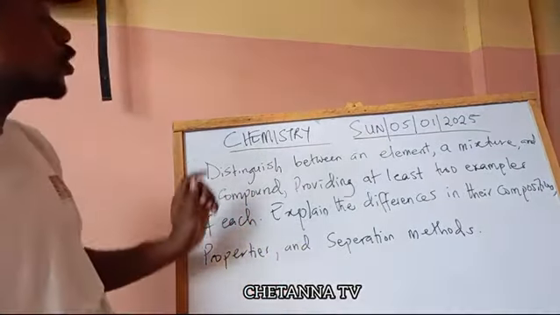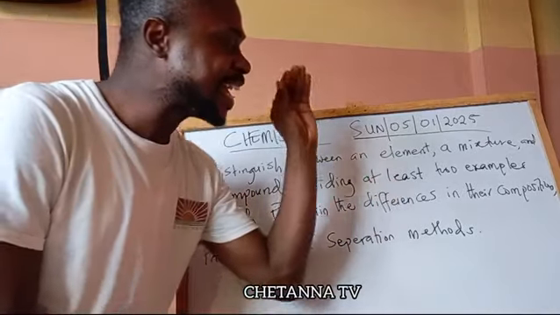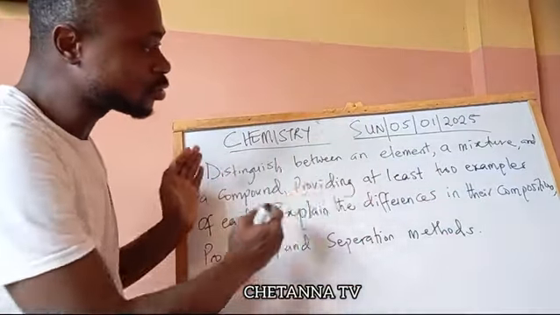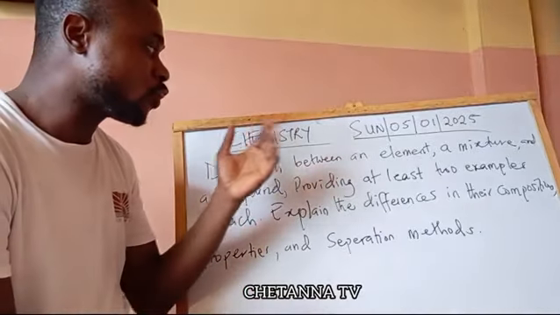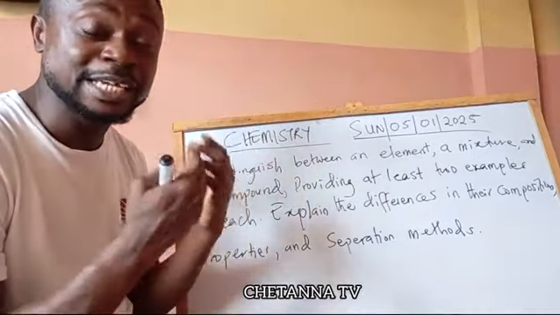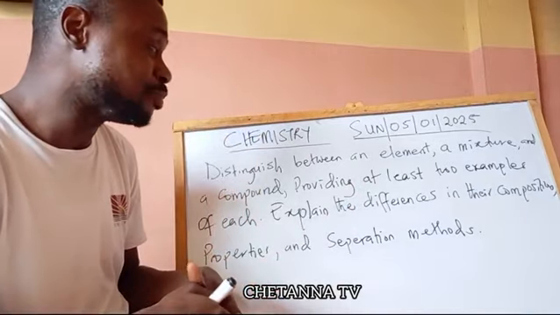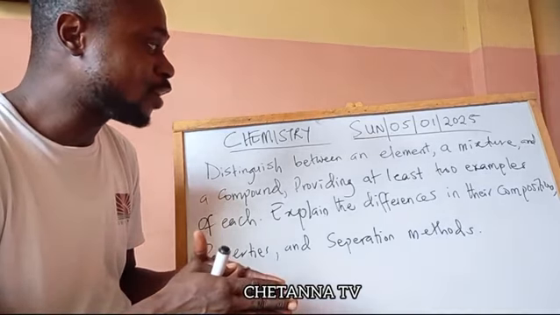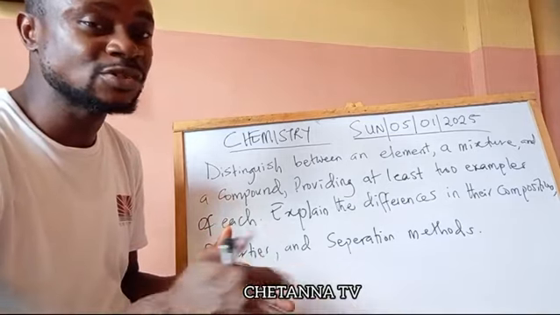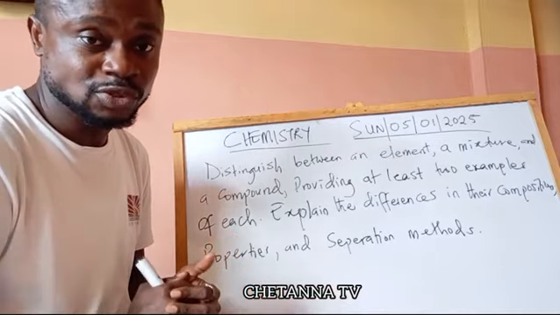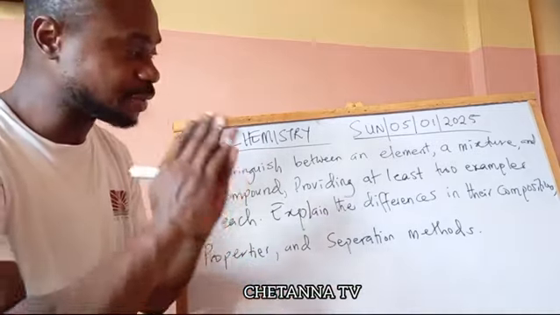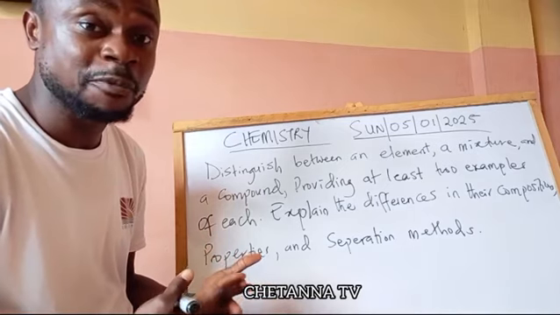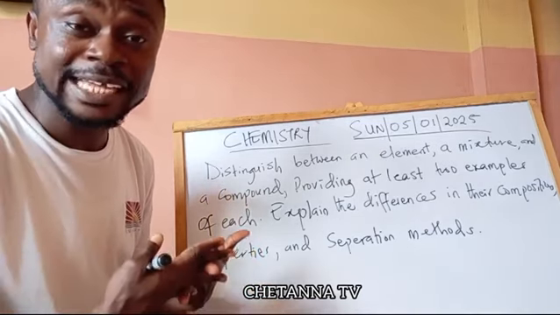So the question says we should distinguish between an element, a mixture, and a compound. I will start by defining them to compare them. When you talk about an element, it is just a pure substance. An element is a pure substance that cannot further be divided into simpler units. An element is composed of one type of atom, just one type of atom.